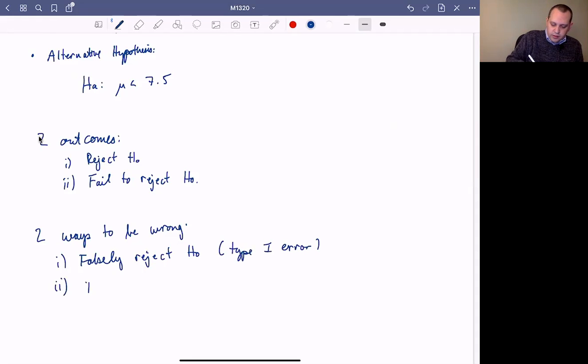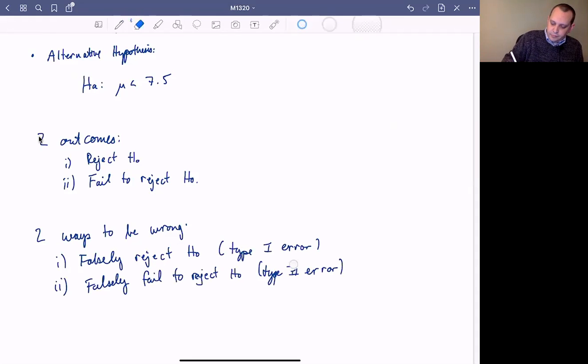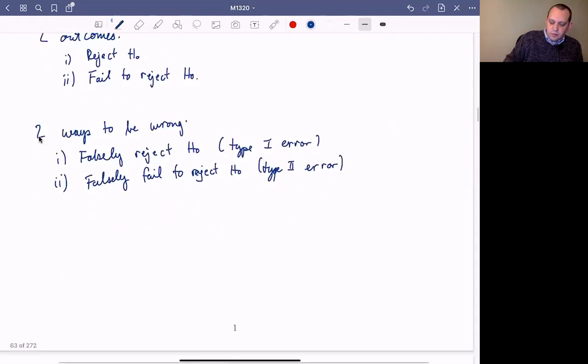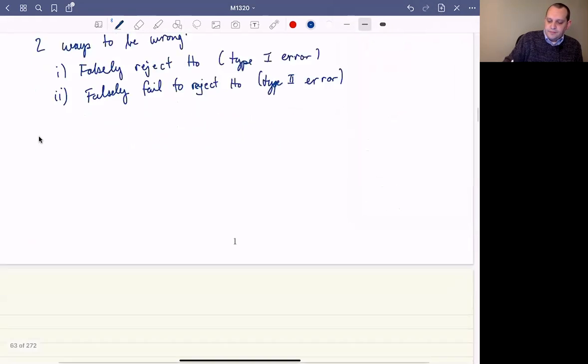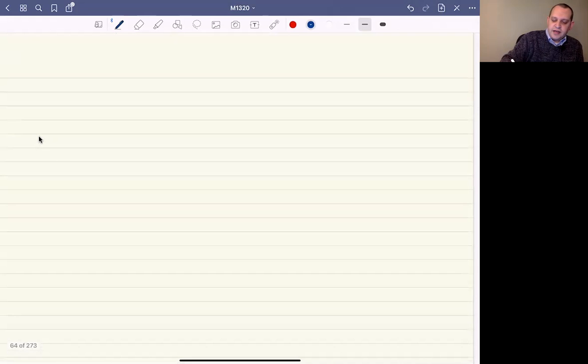Or we could falsely fail to reject the null hypothesis. So maybe we should have rejected the null hypothesis and we didn't, but we were wrong. That's called a type 2 error. So type 1 or type 2 error. And the way I like to think about type 1 and type 2 errors is false positives or false negatives.